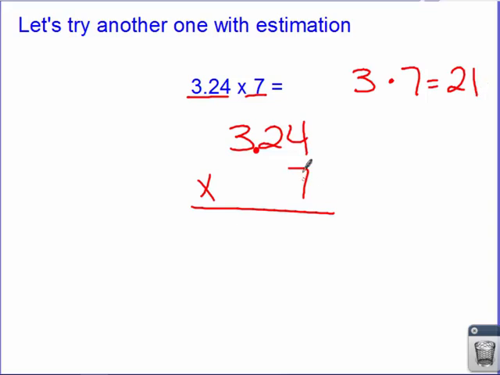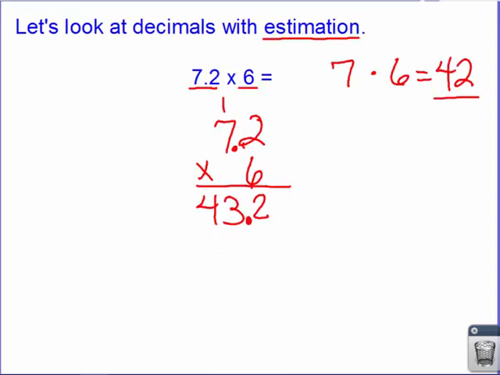Okay, so now I multiply. 7 times 4 is 28. 7 times 2 is 14. 15, 16. Carry the 1. 7 times 3 is 21. Plus 1 is 22. So I know my answer's got to be somewhere around 21. So could my decimal go here for 2,268? No. What about 226? No. What about 22.6? Well, that's pretty close to 21. So my decimal goes right there. Now you'll notice in the first one, we had one number behind the decimal in our answer.